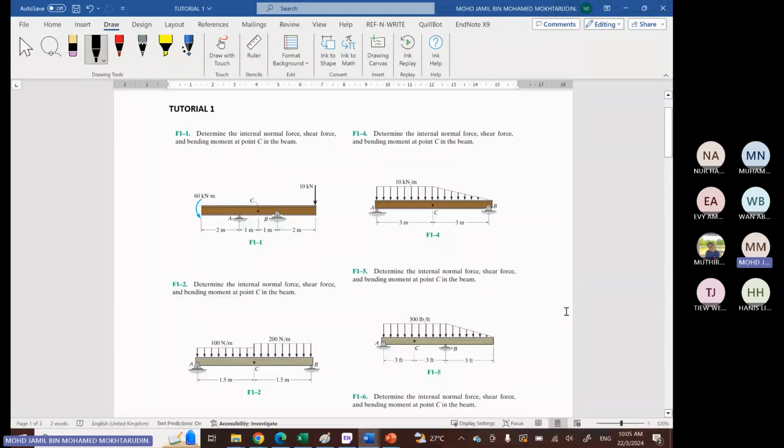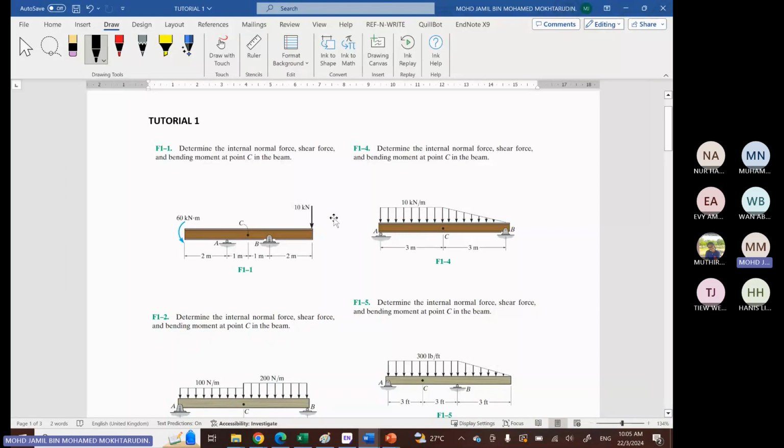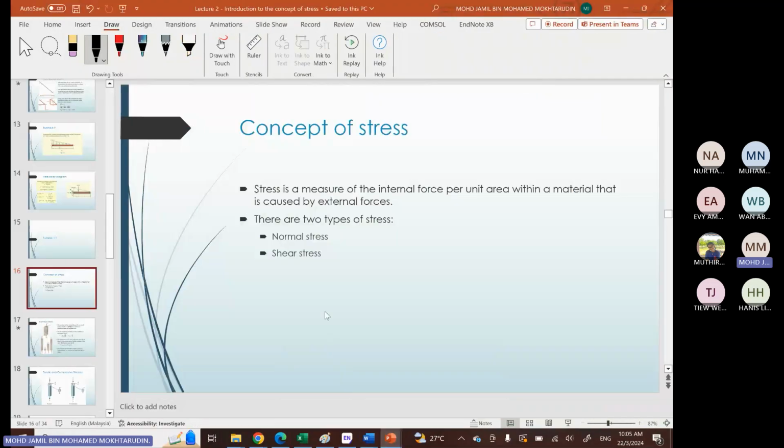Okay, so today I want to discuss some of the tutorial questions before we proceed with discussing the concept of stress. Okay, before continuing with lecture number 2 that we stopped last week.